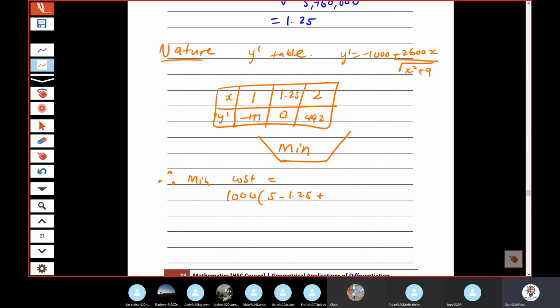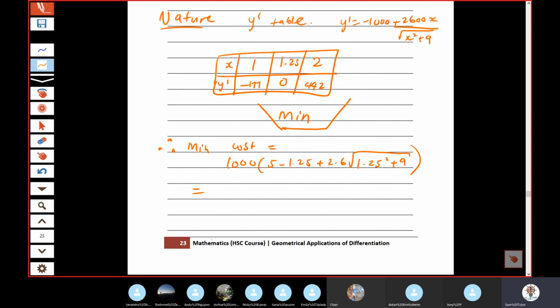And then can you tell me what else it was? 2.6, I think. 2.6 square root 1.25 squared plus 9, thank you. And that would be the minimum cost. That's it. No matter what you do, you can't get it any more minimum than that.